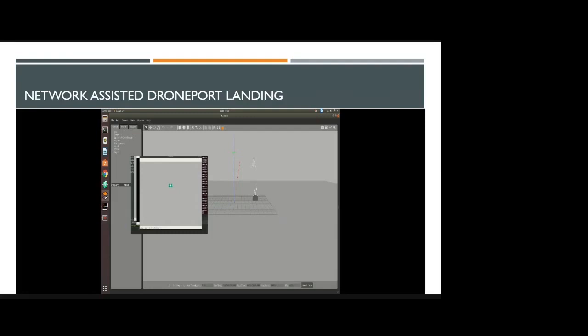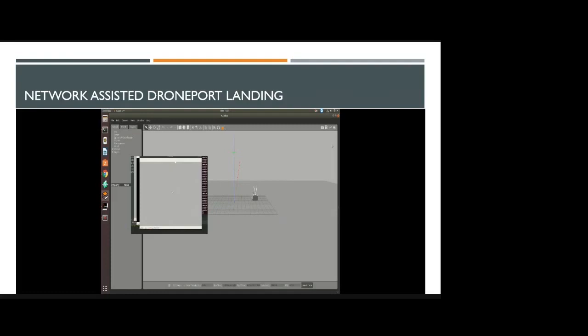Basically, we don't use any onboard sensors on the drone, and we try to land on the drone pad. In the inset picture here, you can see the drone from the drone port camera angle. As you can see here, we are sending the commands to make the drone centered and then sending the commands to make it land. This is the first scenario that we try to do, a network-assisted drone landing.